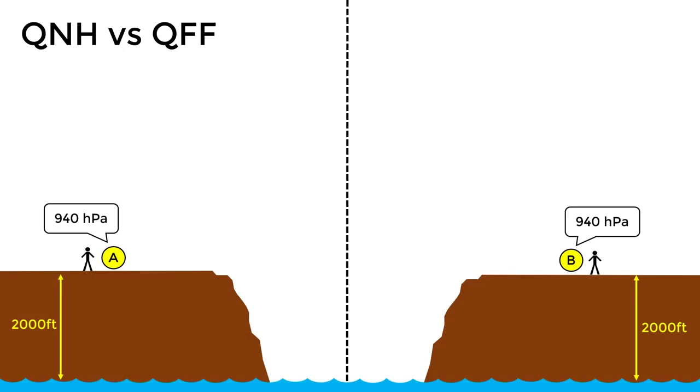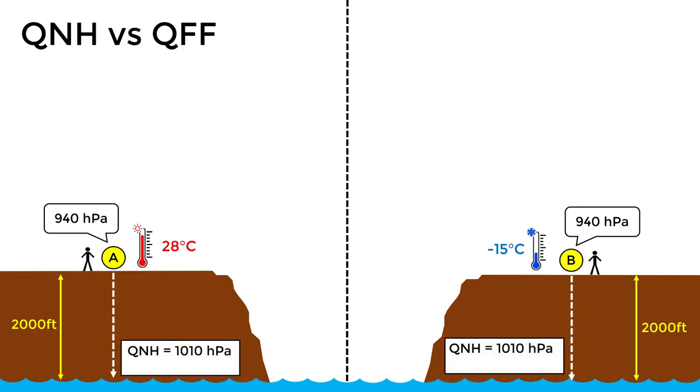In this case, we have 2 stations under the same exact conditions. The only difference is that station A has a temperature of 28 degrees Celsius and B is at minus 15 degrees. So, to calculate the QNH, remember that we are not considering the real temperature. We simply assume standard conditions and reduce the pressure to sea level accordingly, obtaining 1010 in both cases.